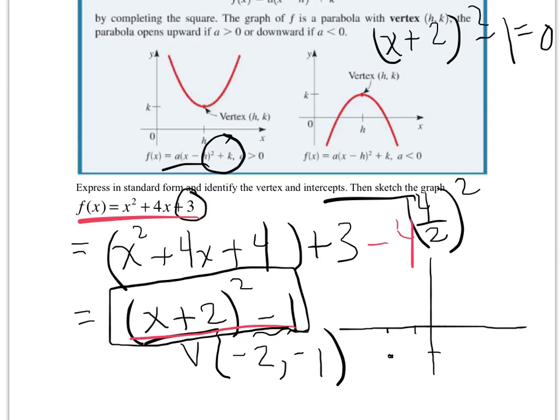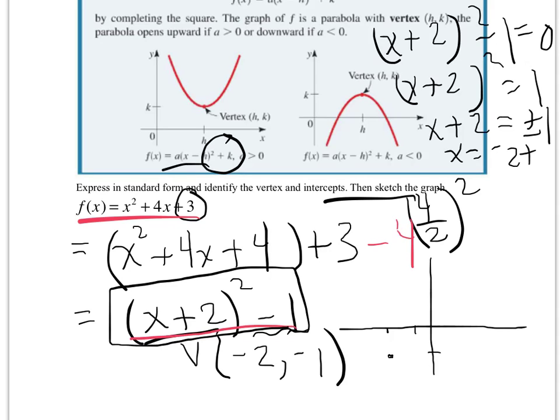And so that means we're going to have x plus 2 squared equals 1. And now we take the square root of both sides. x plus 2 equals plus or minus 1, because the square root of 1 is 1. And so we get x equals negative 2 plus or minus 1. Negative 2 plus 1 is negative 1, and negative 2 minus 1 is negative 3. So we have x-intercepts at negative 1 and at negative 3. So there's negative 1, there's negative 3. So we have an x-intercept here, and we have an x-intercept there at negative 3.